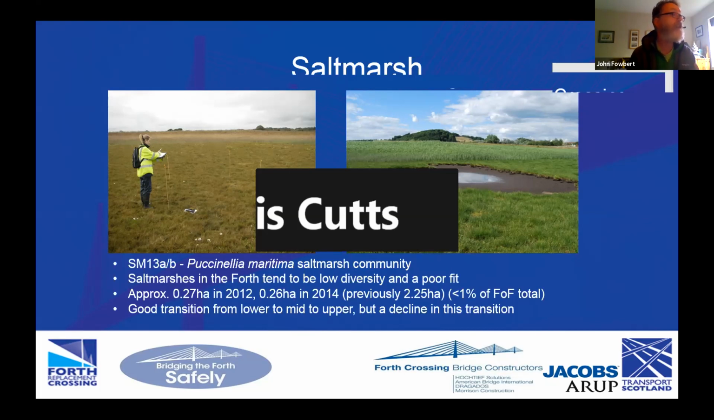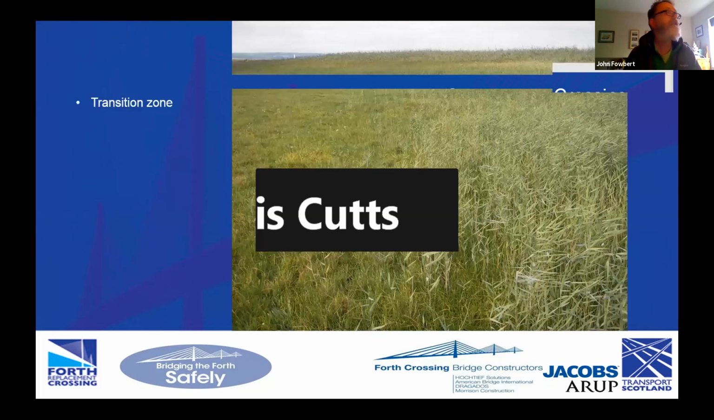Originally, it showed a good transition from lower to mid to upper salt marsh, but there had been a decline in this transition, and this is all due to the lack of seawater getting into the salt marsh. This also explains why the reed bed was all one species, common reed, rather than a variety of types. There was also a transition zone between the salt marsh and the reed bed itself, and you can see here where the common reed goes into the salt marsh. It's quite a lot shorter in height. It doesn't tend to flower as much, but it can be quite wide in some areas.